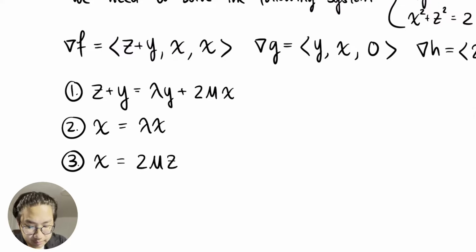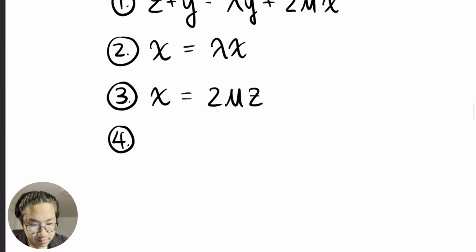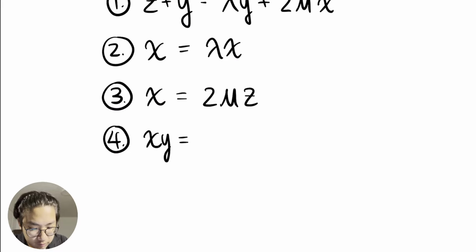And then finally 4 and 5 are just the constraint functions themselves. So we have xy is equal to 1, and then we have x squared plus z squared is equal to 2.